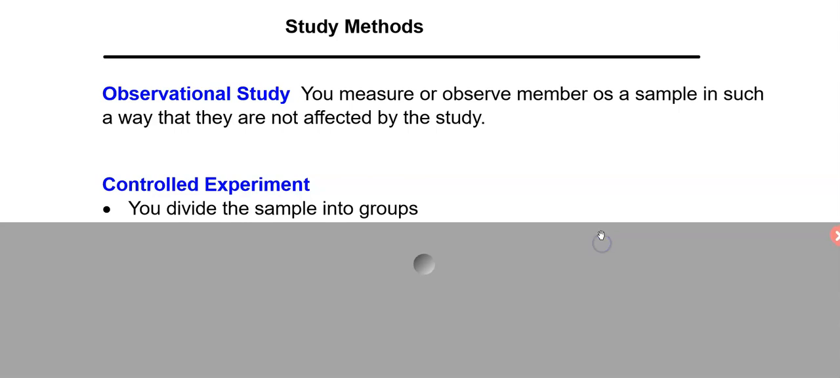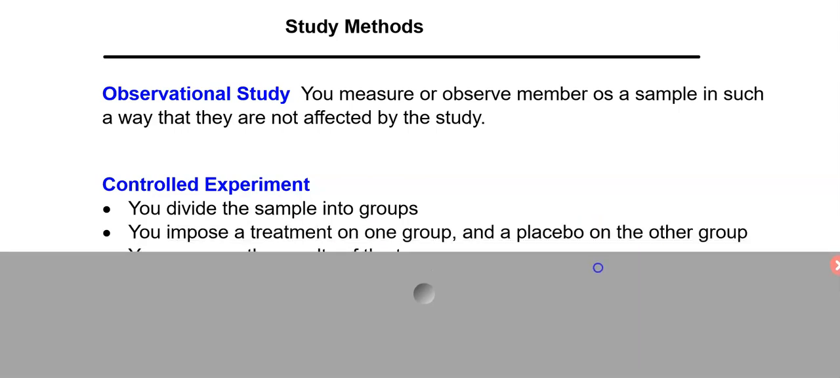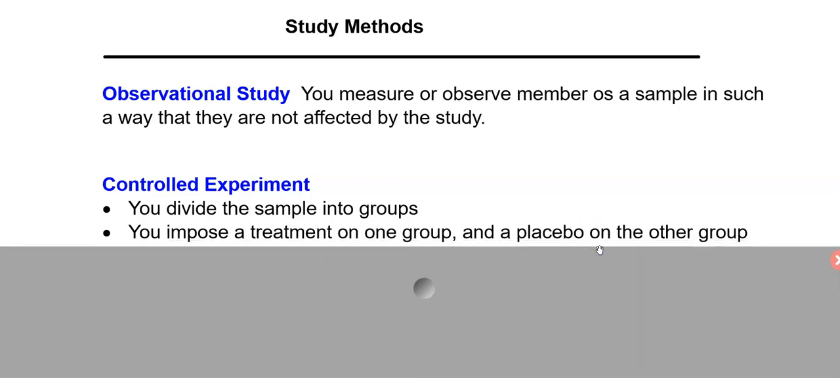So you have to divide them, hopefully randomly, into groups. You impose a treatment on one group. So let's say this was a high cholesterol study. Everyone in the study maybe has high cholesterol. So what you do is you divide them randomly into two groups. One group is given the real drug. You are testing out a new drug for cholesterol, so you give them the real drug, these little green pills or something.